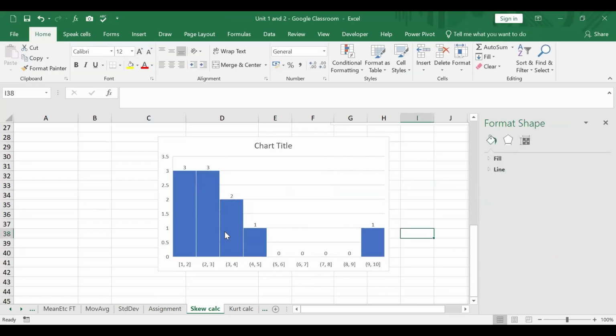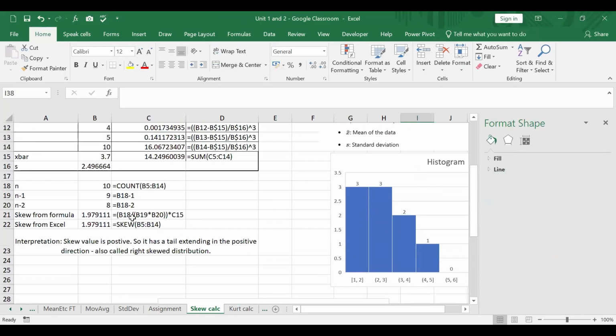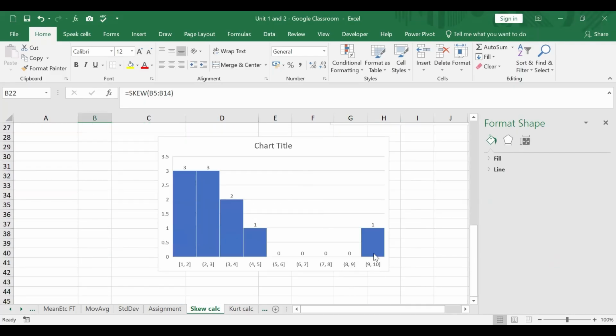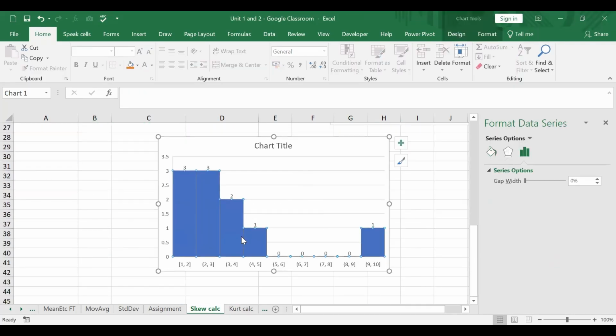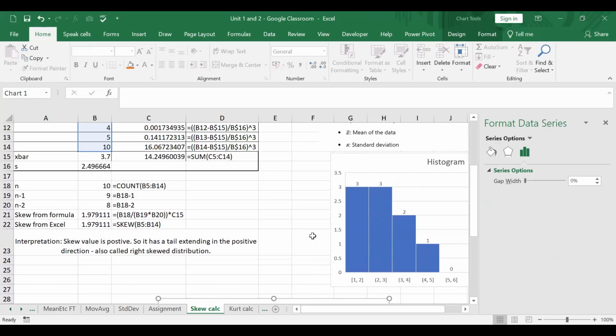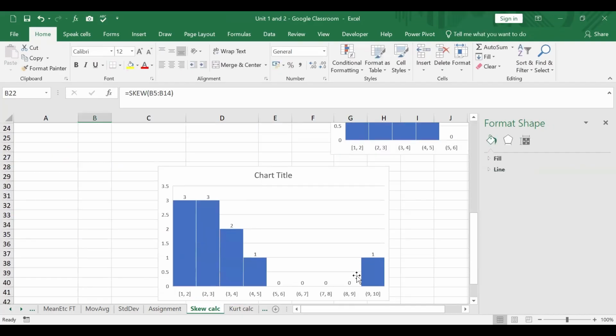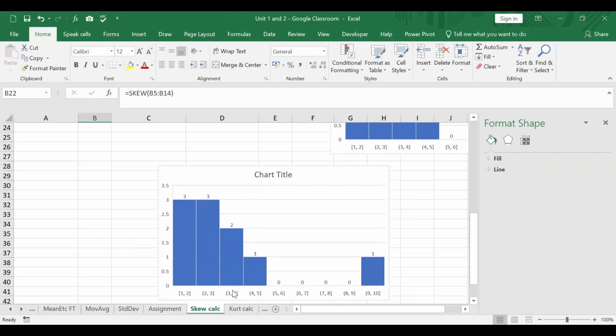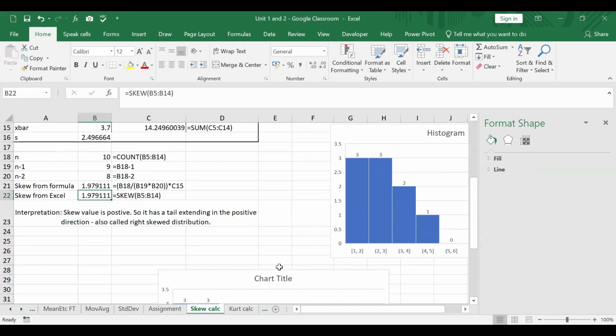I can see that there is a tail here to the right, and right is the positive direction. So this value is positive and the tail is to the right, and therefore it is called a positively skewed or right skewed distribution. If it is negative, then the tail would have been on the left, right? Because the left side is the negative side. That's how you calculate the skew value.